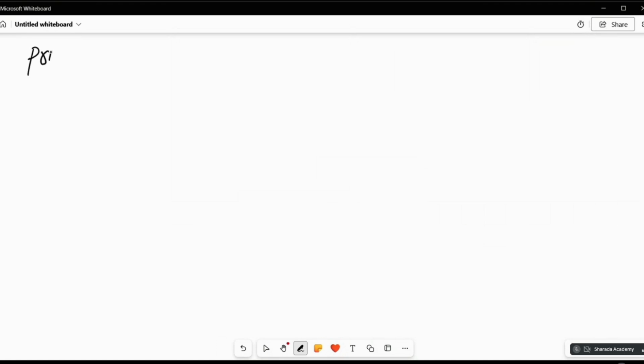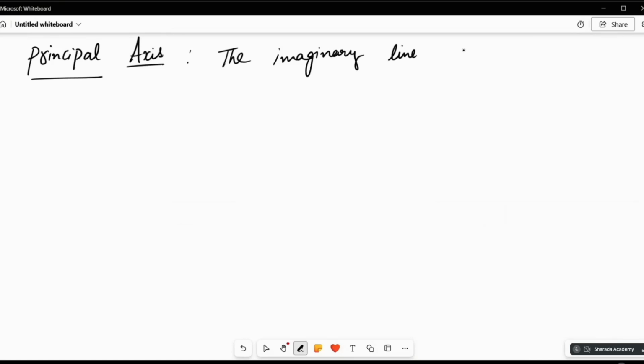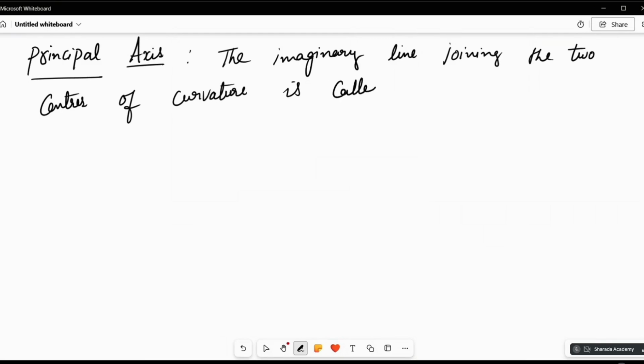Next is the principal axis: the imaginary line joining the two centers of curvature is called the principal axis of a lens.